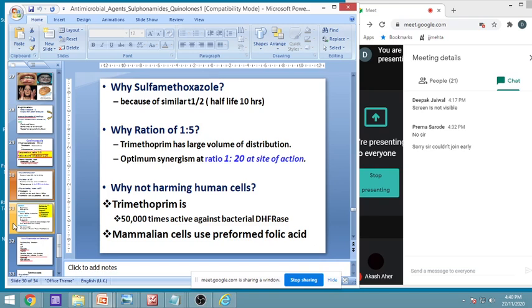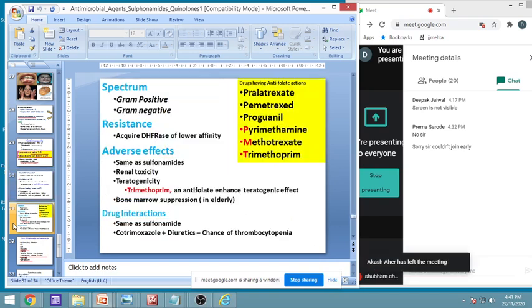Then there is methotrexate. We have seen it during immunosuppressant agents. Methotrexate has more selectivity towards human dihydrofolate reductase, and it has the same mechanism of action, but it has different selectivity. When selectivity changes, it decides the safety or action of the drug. Mammalian cells use preformed folic acid, but still it has to be reduced by dihydrofolate reductase.